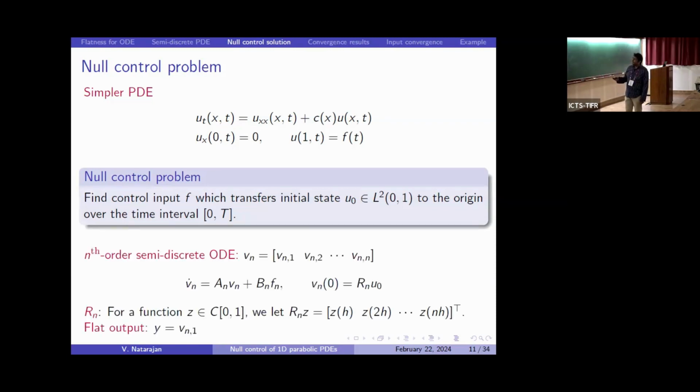And the semi-discrete ODE for this system is Vn dot is An Vn plus Bn Fn. This is a notation I'm going to use. The state operator for the semi-discrete ODE is An, the control operator is Bn. Now, because I want to transfer u0, for the semi-discrete system I'm going to take the initial state to be Rn u0, where Rn is an operator which simply discretizes. Okay, so if you have a continuous function z, Rn z is nothing but evaluation of that at the n nodes. So u0 is the initial state, and I take Rn u0 as the initial state for my semi-discrete system.